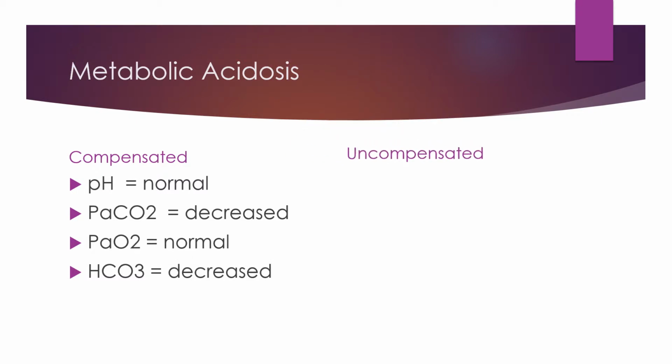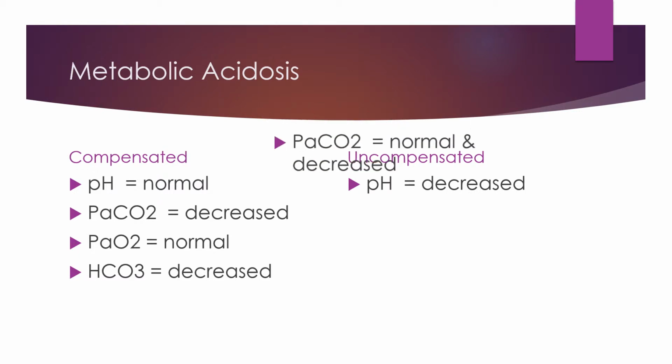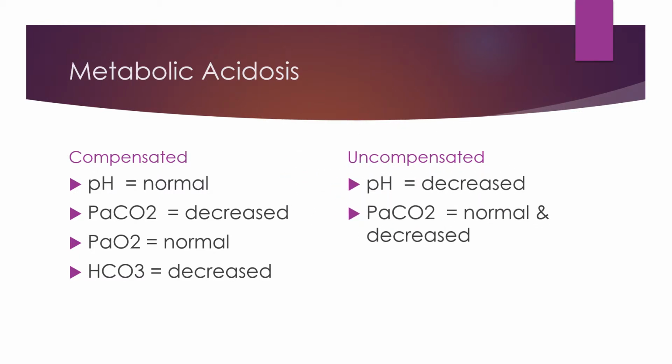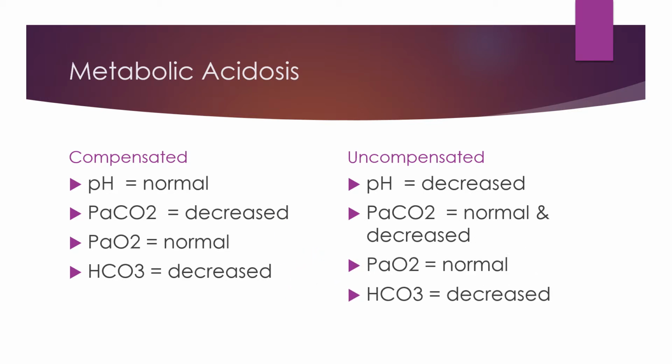Now, for uncompensated metabolic acidosis, you will see a decreased pH, a partial pressure carbon dioxide either being normal or decreased, partial pressure oxygen being normal, bicarbonate being decreased, and an increase in potassium.